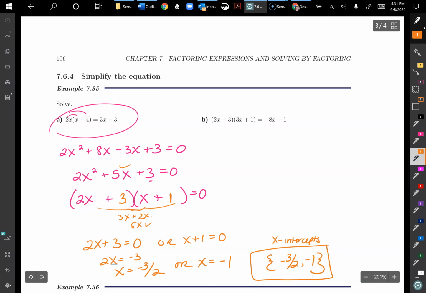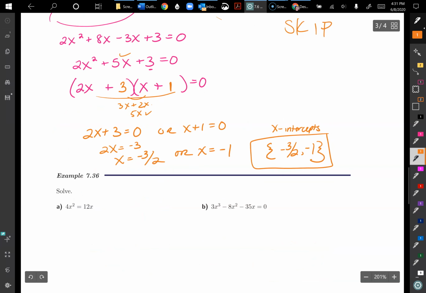Okay. This one we can skip, if you wanted to try. I mean, you'd have to FOIL this out and then set everything equal to 0. It does get a little tricky.